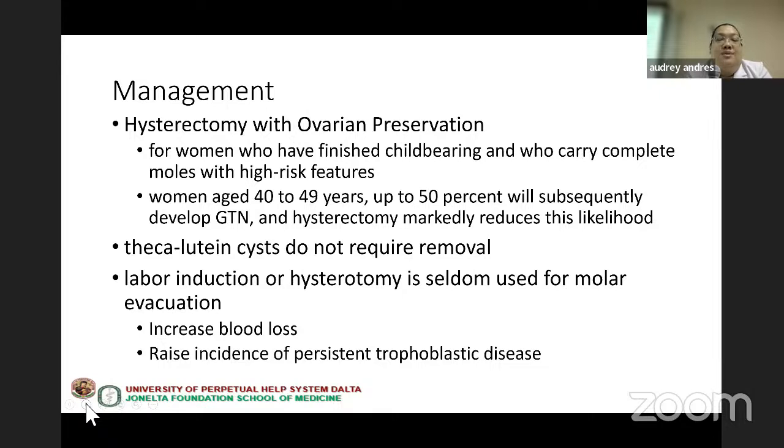So you do not do labor induction and hysterotomy for molar evacuation, because this will lead to increased blood loss and, what's more, raise the incidence of persistent trophoblastic disease.